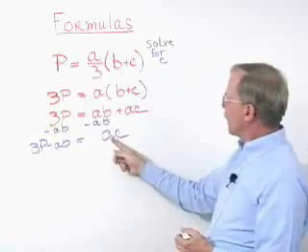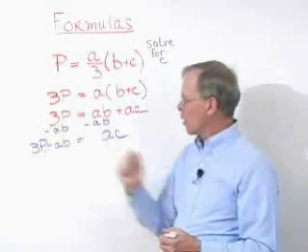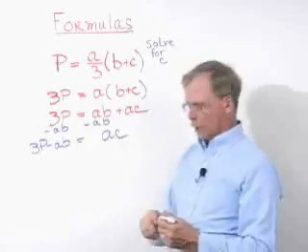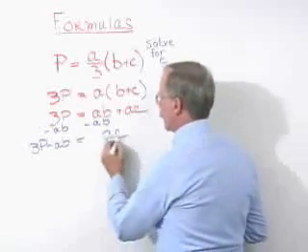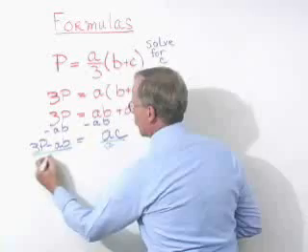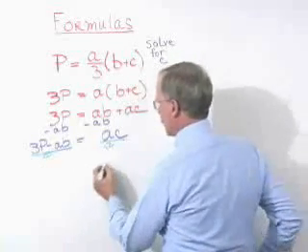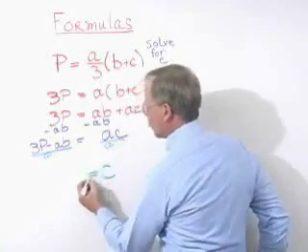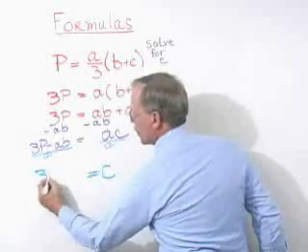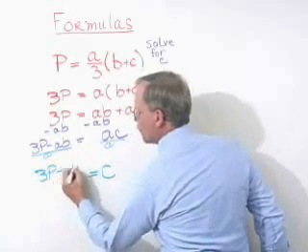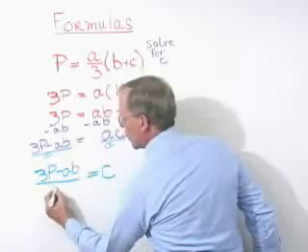So now we have A times C equals this quantity. We just want C, so all that remains is for us to divide by A. And when we do that, we'll end up with C equal to 3P minus AB over A.